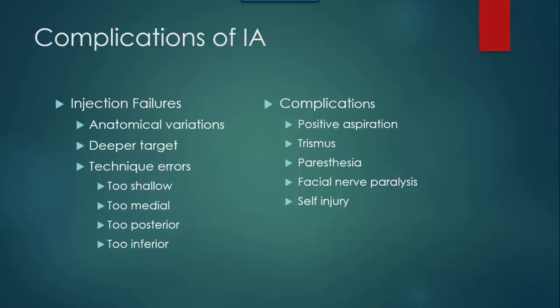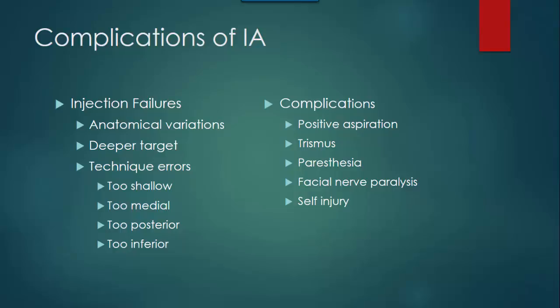As far as injection failures, remember that the IA is the most difficult to be successful and has the highest failure rate. This is often due not necessarily to operator error, but to the greater anatomical variations of the mandible. Some people's mandibular foramen just aren't where you think they should be.